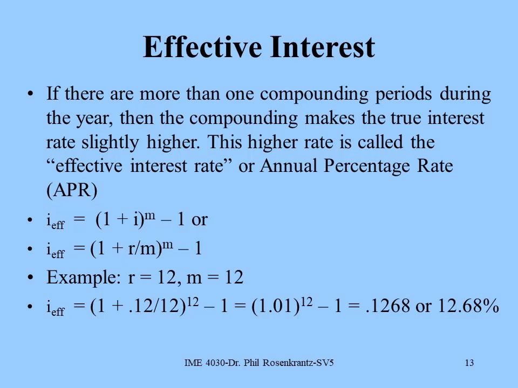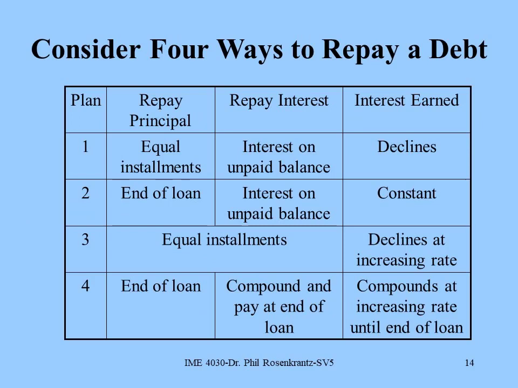Okay, let's go to slide 14. To further illustrate some of what we're talking about here and to set up what we call the concept of equivalence, I want to expose you to 4 different ways that you could, say, repay a loan. And then I'm going to use these 4 different ways to make a point and illustrate some things. Plan 1 would be where you borrow money and you pay the principal back in equal chunks. Just divide the amount you're paying back by how many years, let's say. And then you pay interest on the unpaid balance based on your interest rate. If you do that, the interest declines over the period of time.